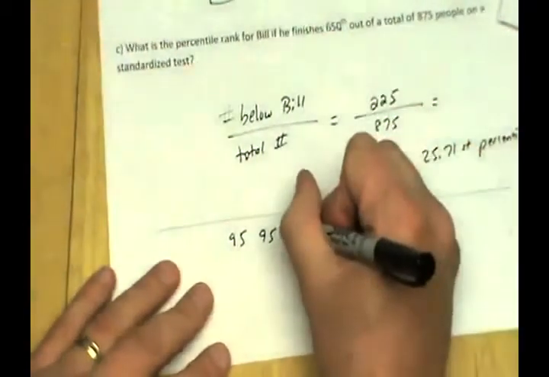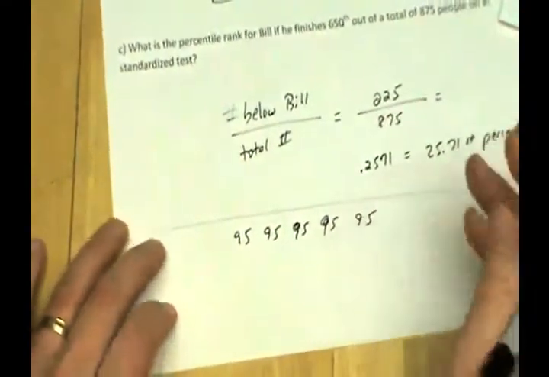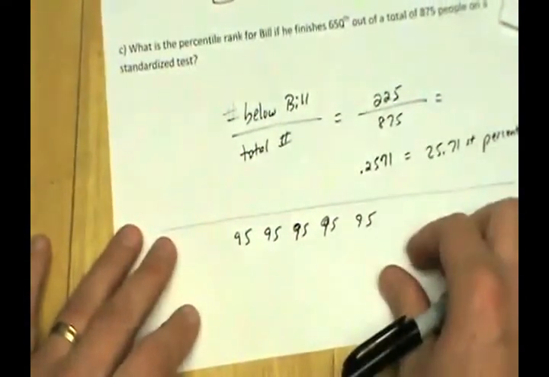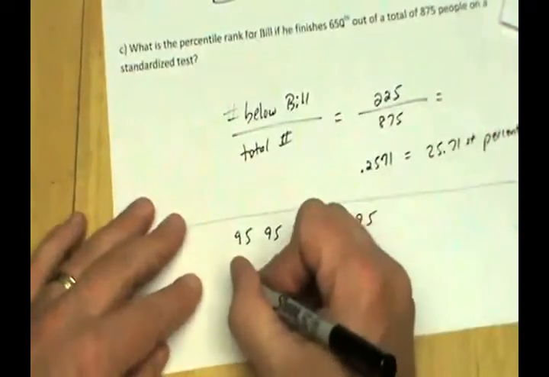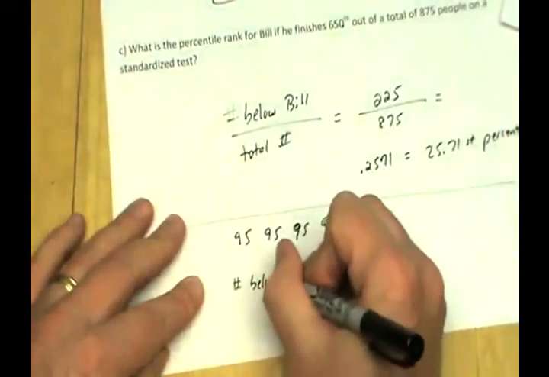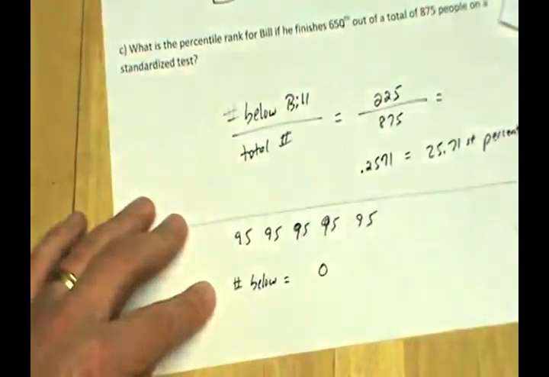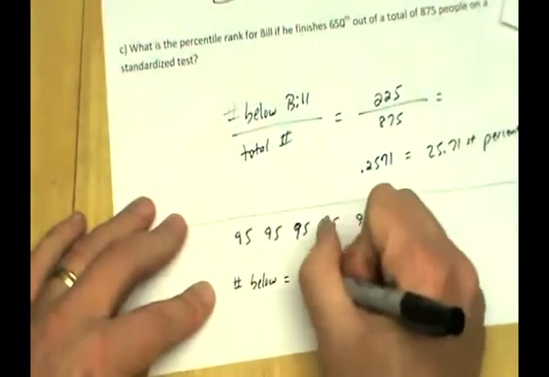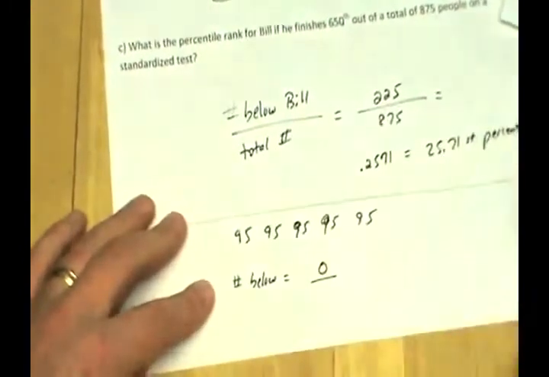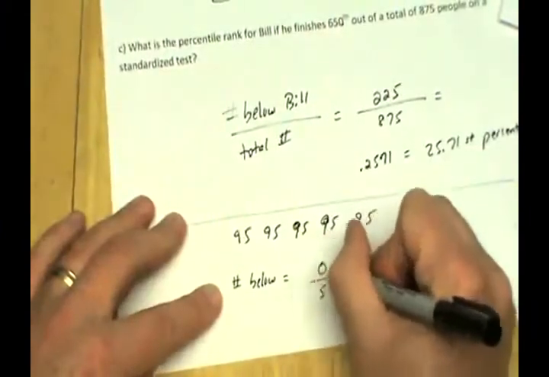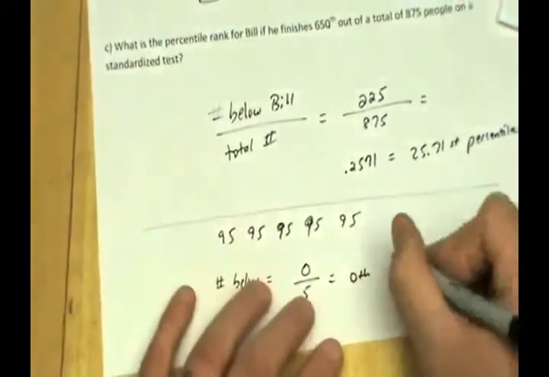See, if the teacher came in and looked at somebody in the class and said, you are this percentile rank, you'd probably go, oh, that's not good. Well, notice the number below would be 0. There's nobody below anybody. So the number below would be 0, divided by the total number. It doesn't matter what the total number is, but in this case it's 5. You're going to be at the 0th percentile.